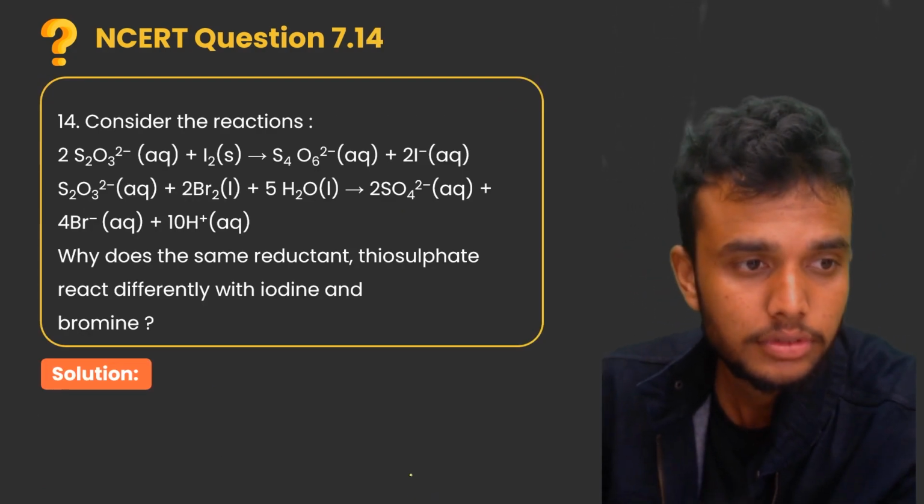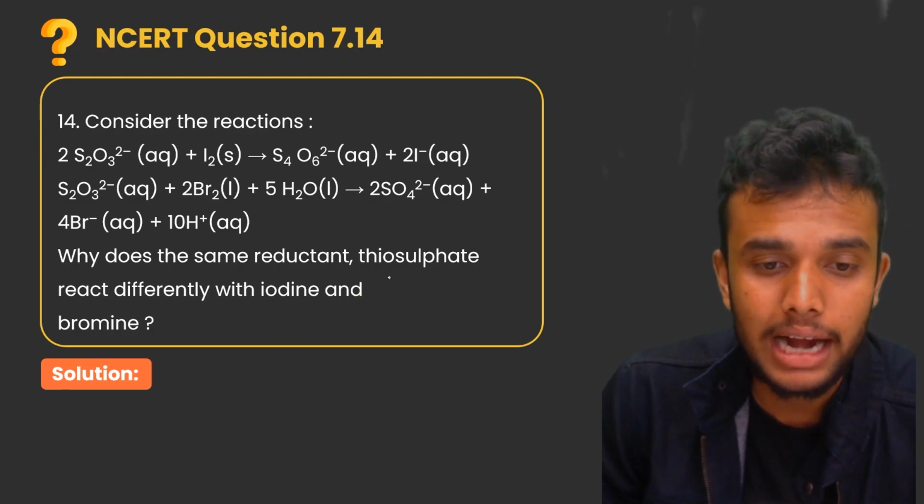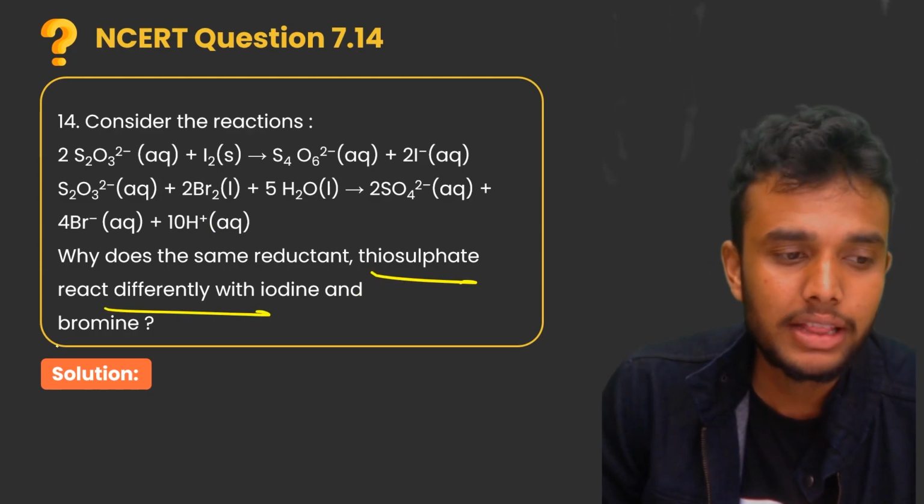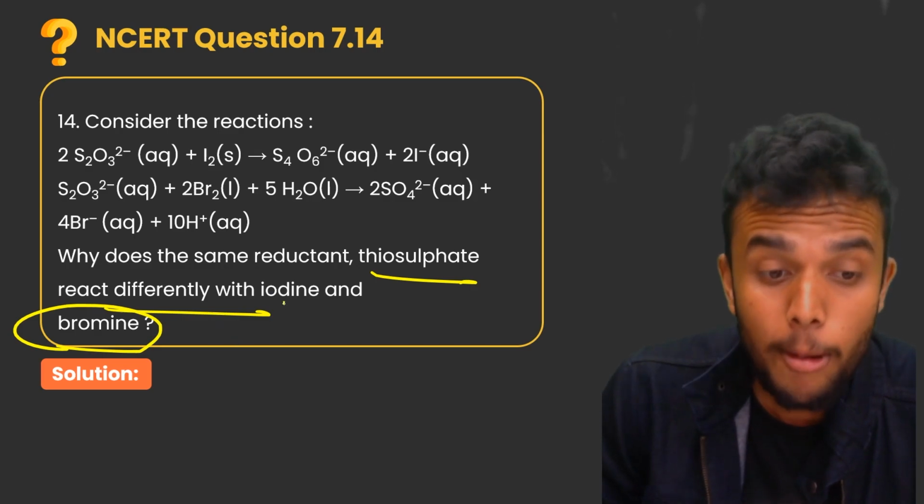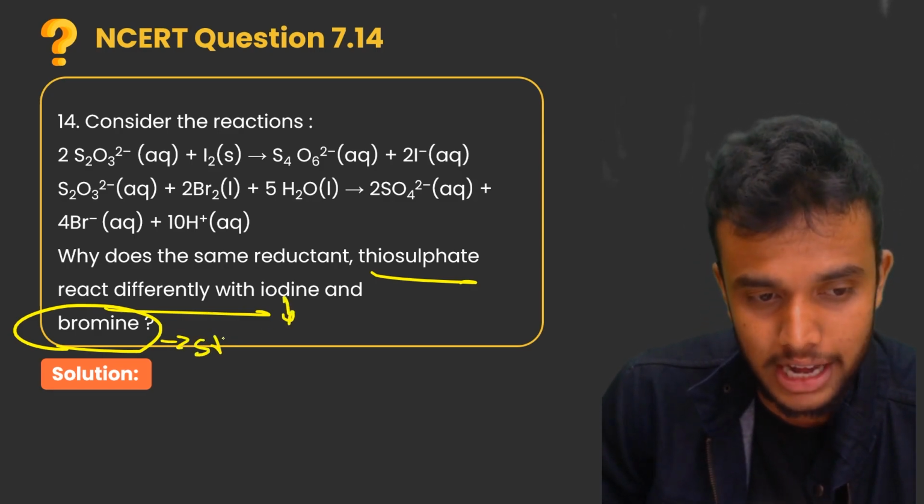Next question, students. Consider the reaction. Why do the same reactants, thiosulfate, react differently with iodine and bromine? We are already familiar. Compared to iodine, bromine is a stronger oxidizing agent.